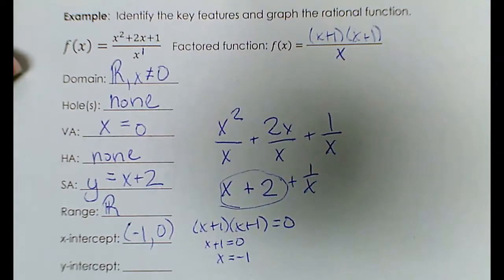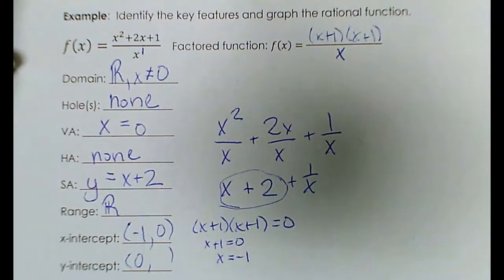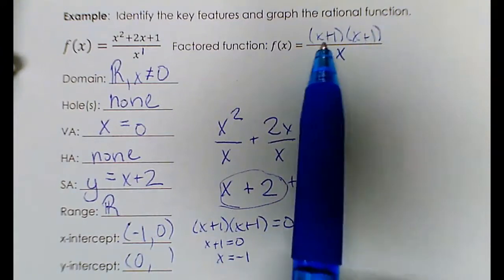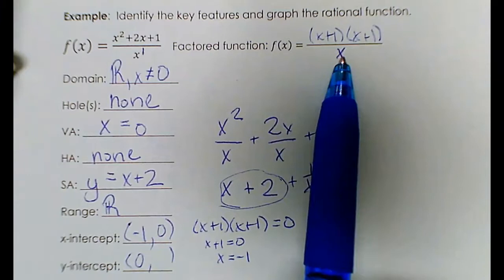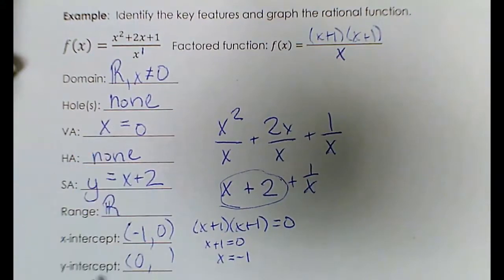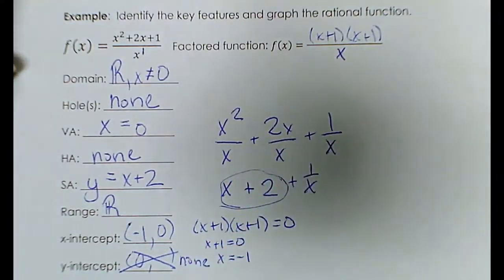And then for the y-intercept, that is where x is 0. But wait a second. You want to plug in 0 for x. But if you plug in 0 for x, 0 plus 1 is 1. 1 times 1 is 1. But then you divide by 0. Oh shoot. We can't have that because there's a vertical asymptote where x equals 0. So that means, is there any y-intercept? No, because there's a vertical asymptote on the y-axis. None.